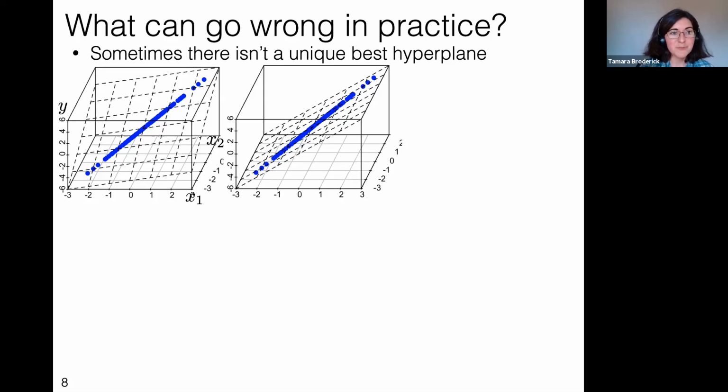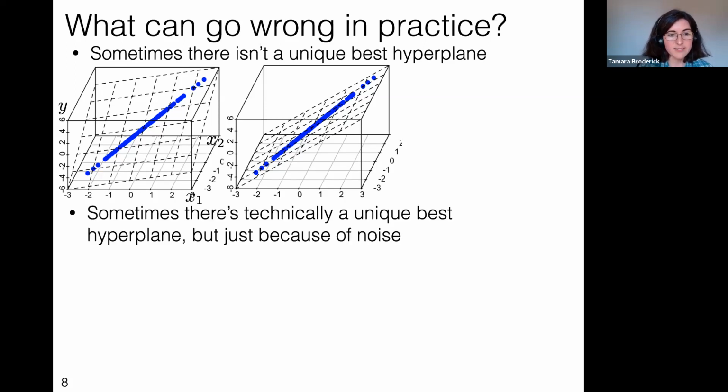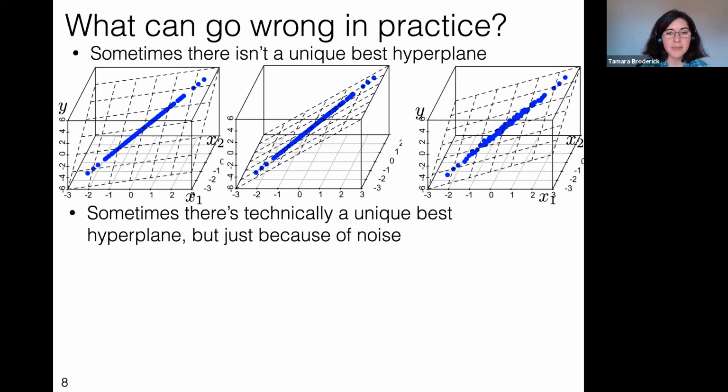Before we discuss an answer, let's also talk about more problems that can arise. A related problem is that sometimes you might have a unique best hyperplane, but only on a technicality. In particular, imagine that you had this exact situation I just set up, but my data was a little bit noisier.